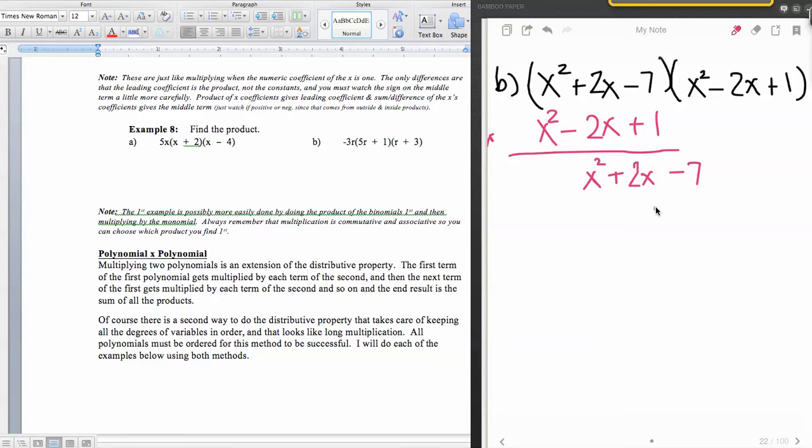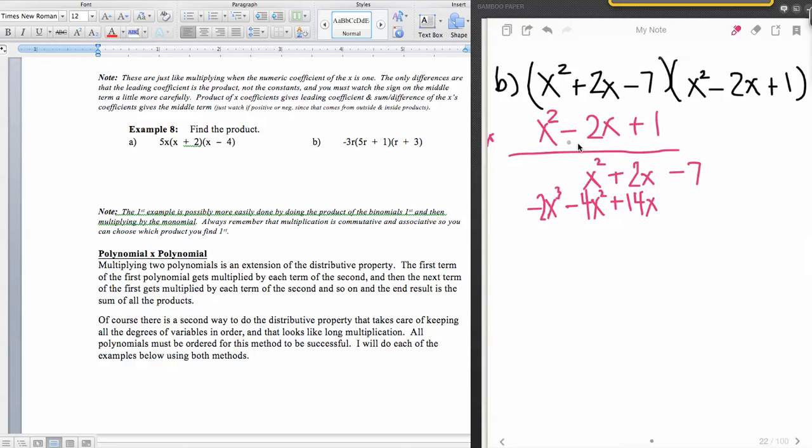So negative times a negative is a positive, and 2 times 7 is 14, and x times 1 is, of course, x, and that's a positive. And then negative times a positive is a negative, and 2 times 2 is 4, and x times x is x squared. And then negative times a positive is a negative, and 2 times 1 is 2, and x squared times x is x cubed.